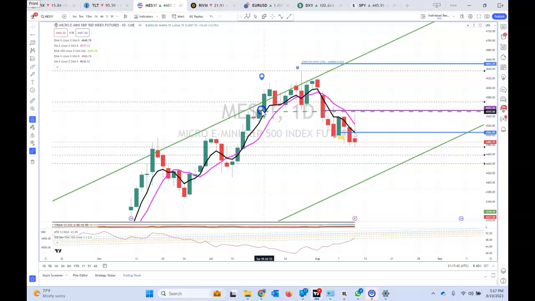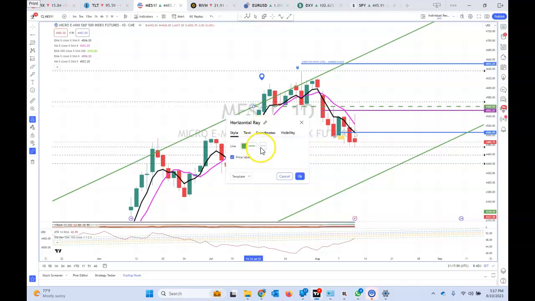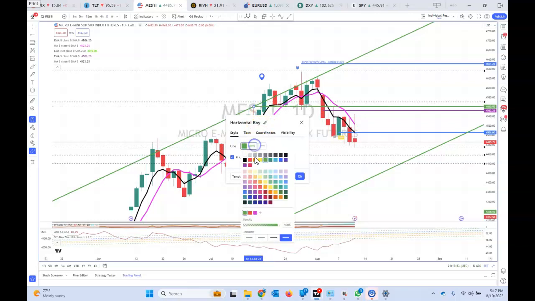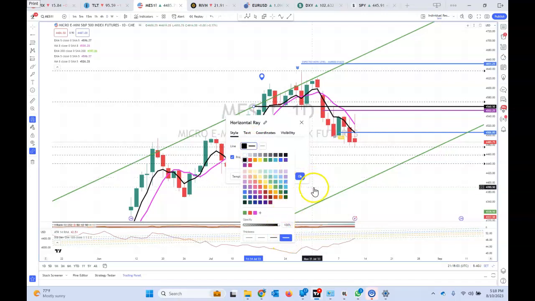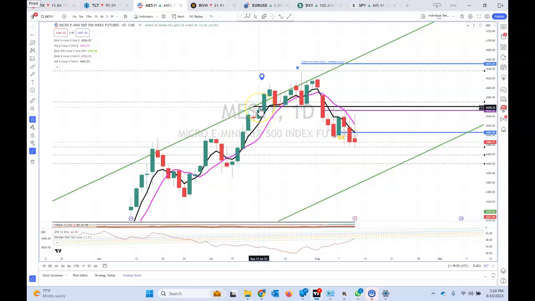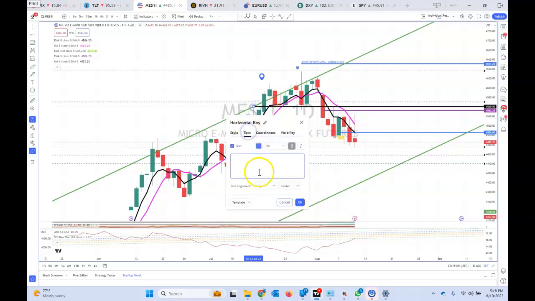So I'm going to put a line right around 45.65. We'll put it at 45.60. And I'm going to make this line very definitive. And I'm going to make it black. See if I can make it a little bigger. As big as it gets, right? All right. So I'm going to label this. We're going to call it resistance point.